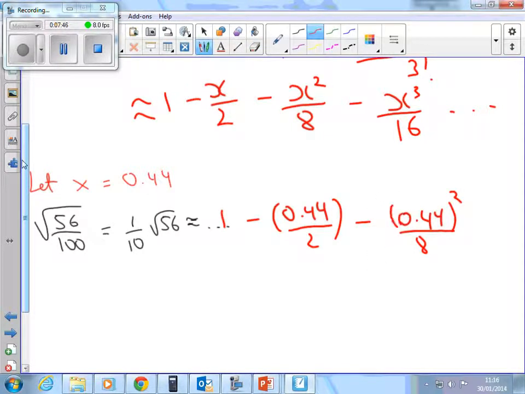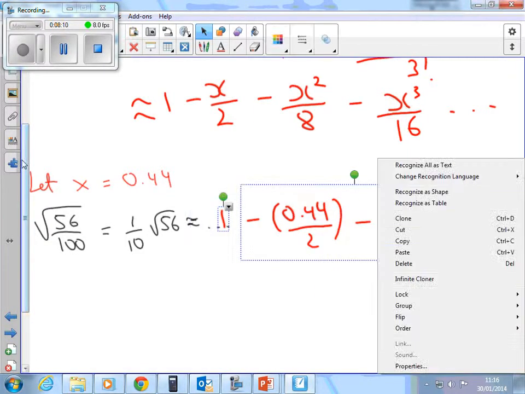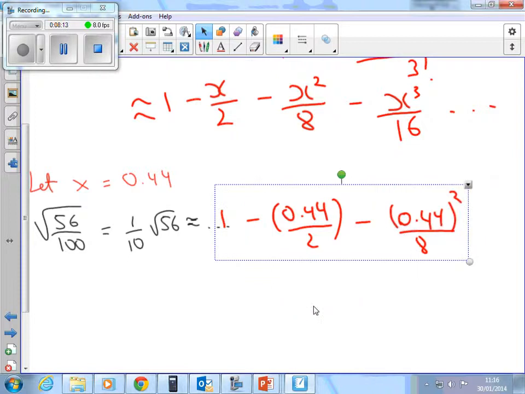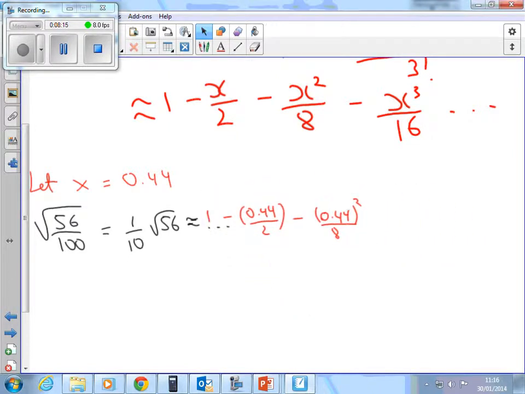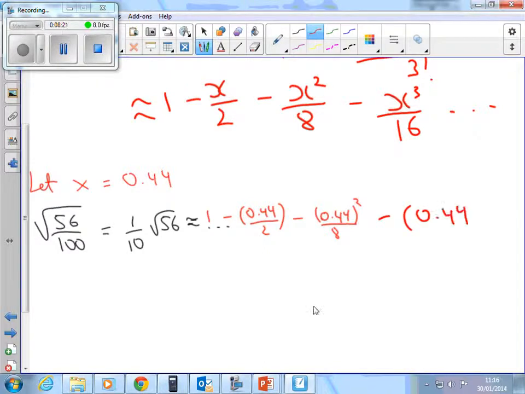Because it continues, that's a good point. Now, if it's an irrational number, it will carry on forever, isn't it? We know that it's a non-ending decimal, and the binomial expansion carries on, and we're just approximating the value. Good question, good interruption halfway through. And the last one, if we wanted it up to the x cubed term, is 0.44 cubed over 16.